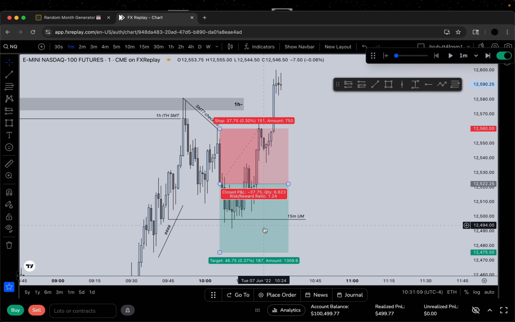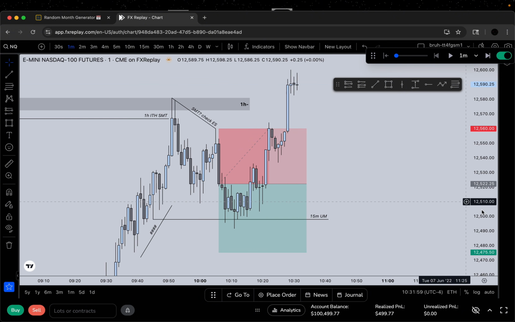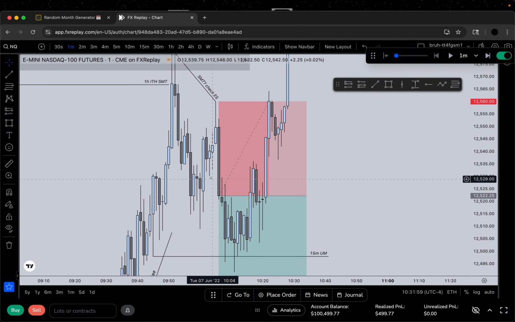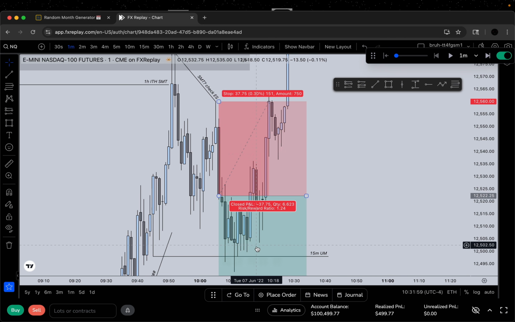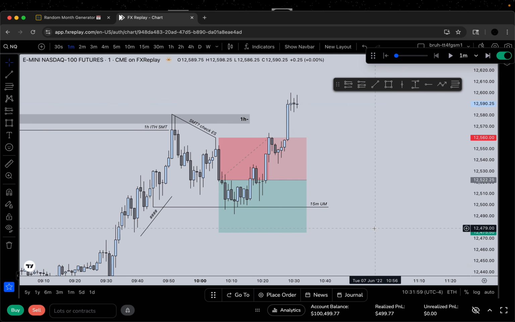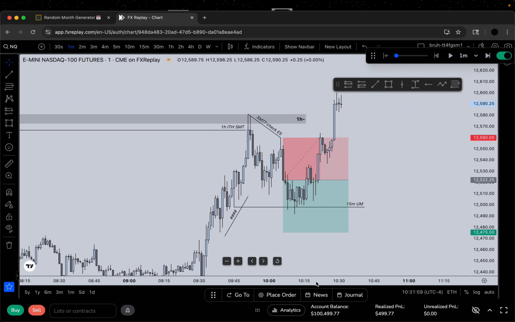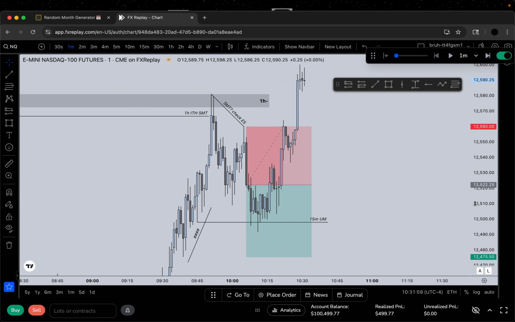And then also the displacement, bro. You see us kind of respect the gap, go up. We print these 3 baby candles and then burn through them with one huge candle that just burns through them. That's exactly what I want to see.